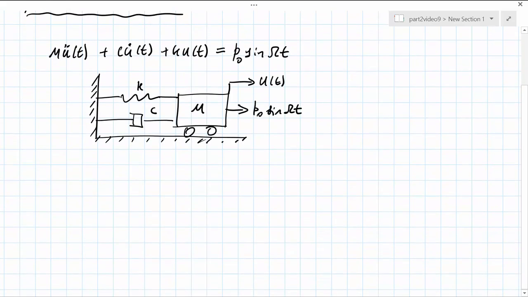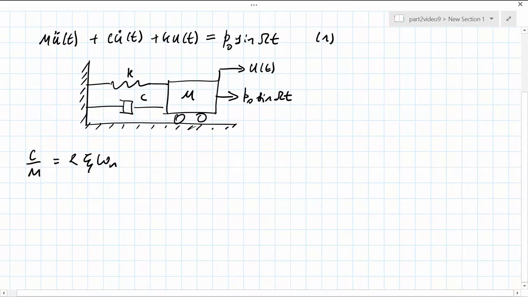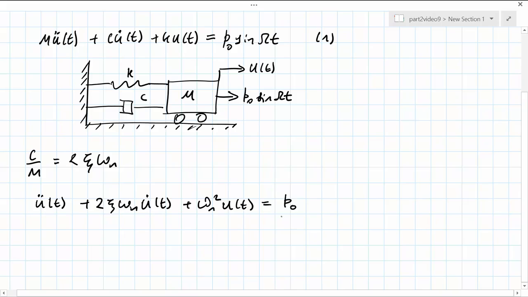If we now divide our equation of motion by m and note that c over m is equal to 2 zeta omega n, we have for our equation of motion the acceleration plus 2 times zeta omega n times the velocity plus the square of the natural frequency times the displacement, and that's set equal to p naught over m sine omega t.